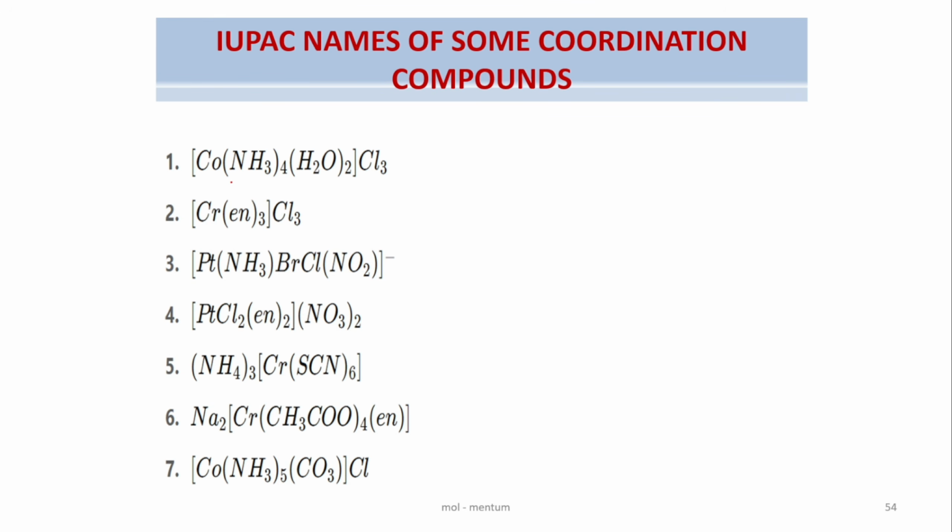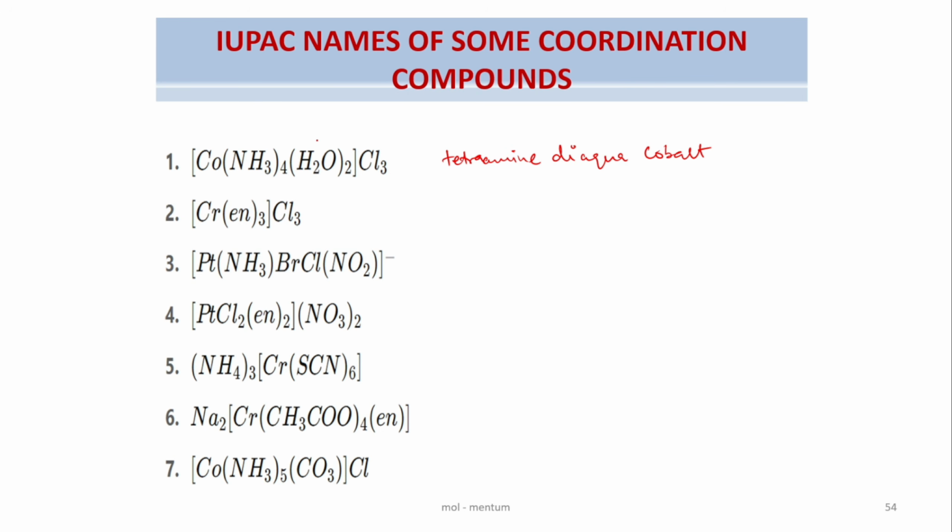Again, two types of ligands are present. For water we have aqua, for ammonia we have amine. So look at the alphabetical order. A, compare the next letter. So this is Q, this is M. So amine would come before aqua. So the name would be tetraamine, diaqua.